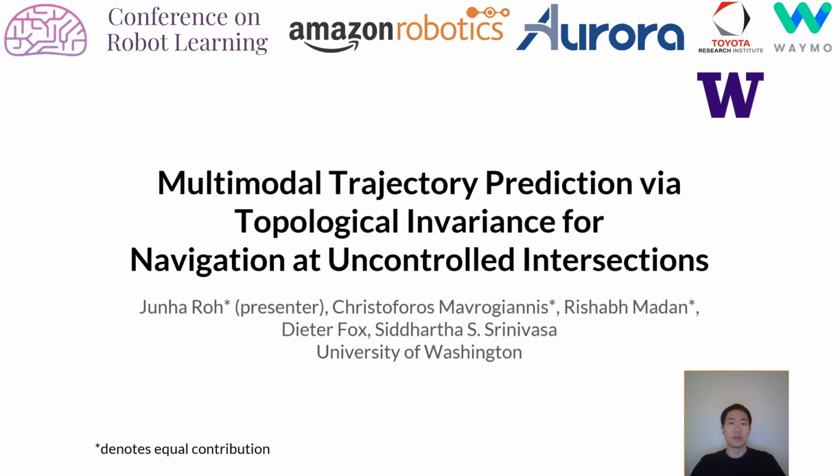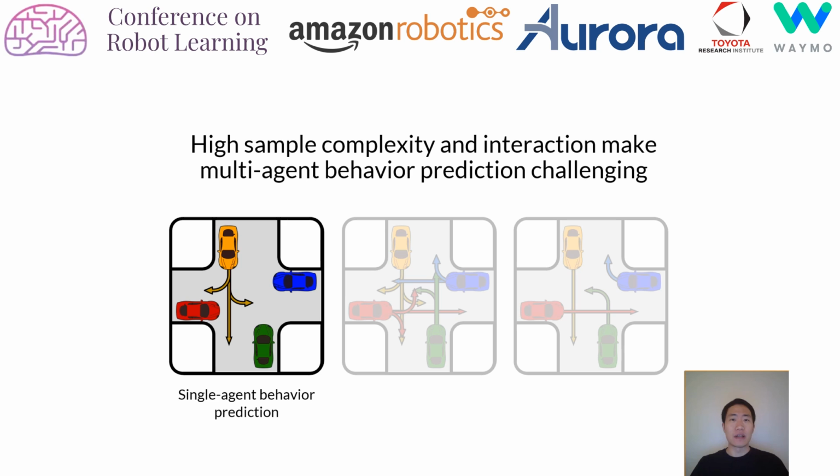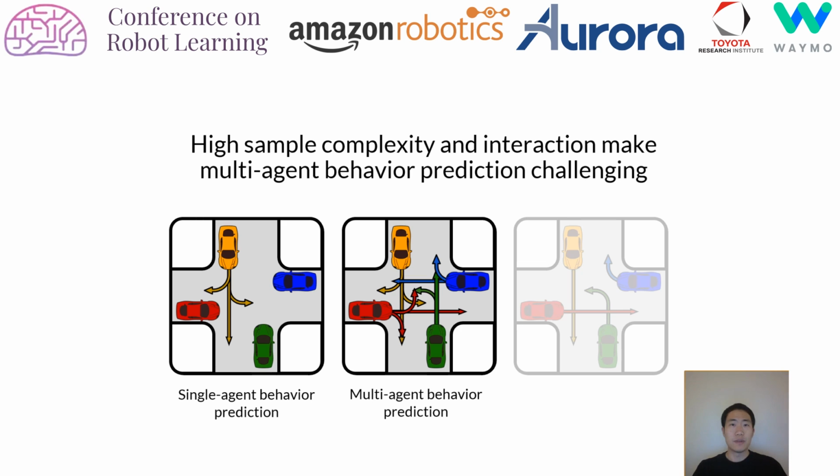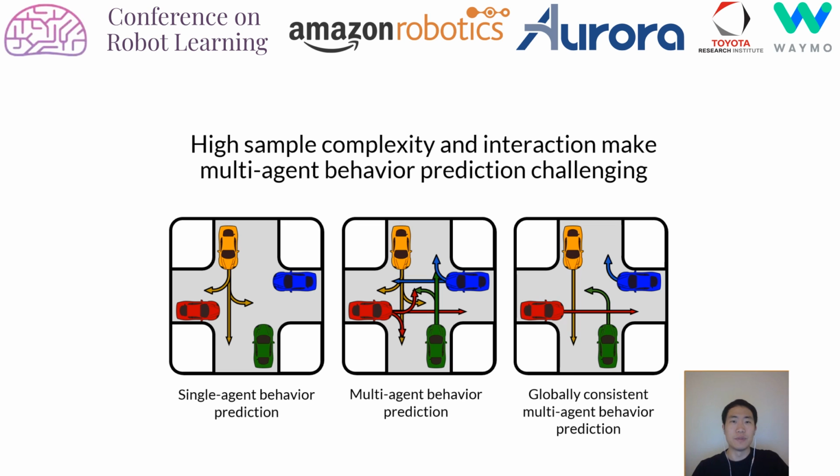We present multimodal trajectory prediction via topological invariance for navigation at uncontrolled intersections. Multi-agent behavior prediction is a challenging task due to its high sample complexity and interactions. Estimating plausible future of a single agent is already a difficult task. But when we estimate multi-agent trajectories, the solution space is exponentially large. For navigation as a downstream task, we would like to predict a few possibilities that are globally consistent.